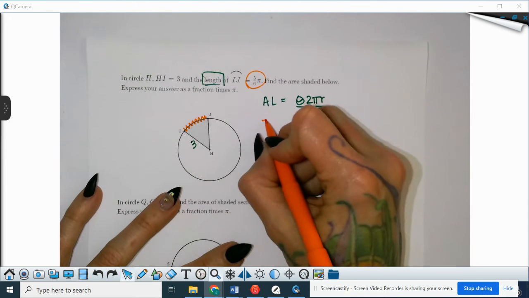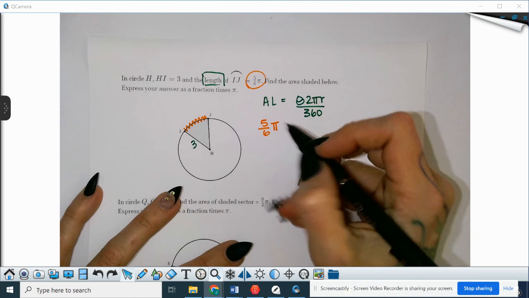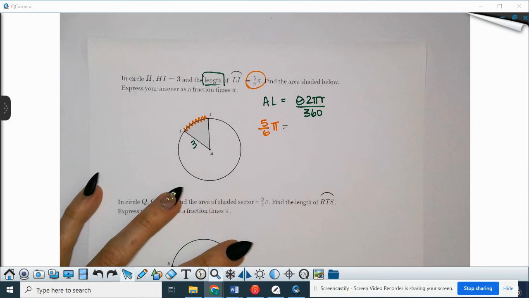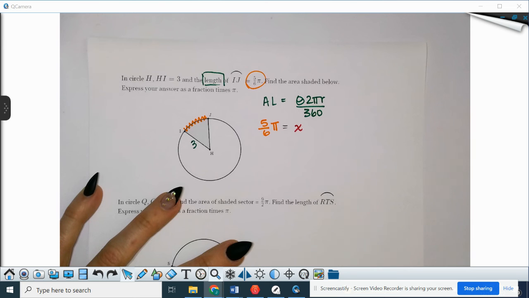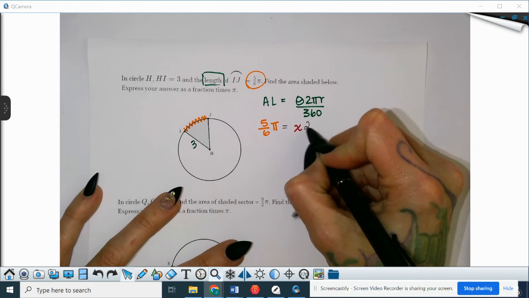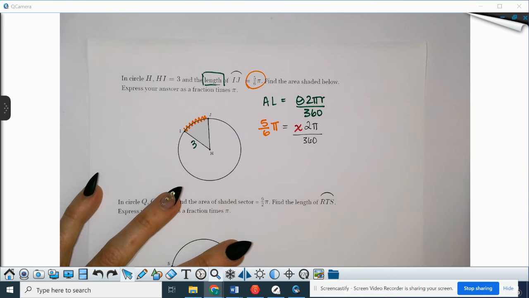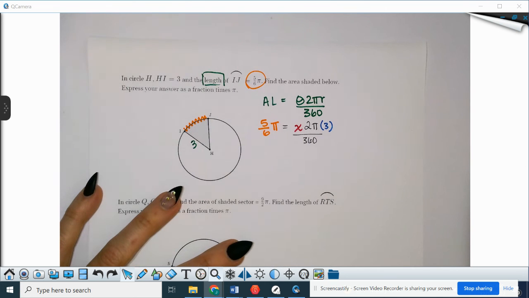So we're going to put that in place of arc length. We don't have a degree measure, so our unknown is going to be theta, and I'm going to call it x. You could put a t if that helps you remember that it's theta. 2 and pi are always part of this formula. So 2 pi over 360 is always going to be part of this formula no matter what. And then we had our radius over there, and that was a 3. And this is length, so it's just radius, not radius squared.